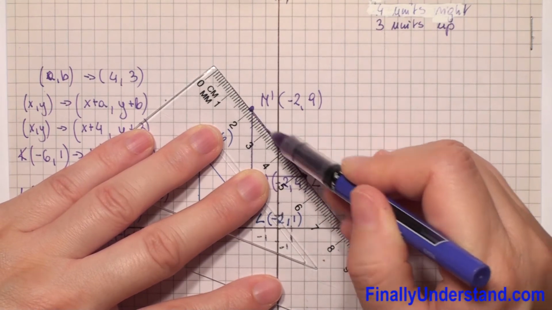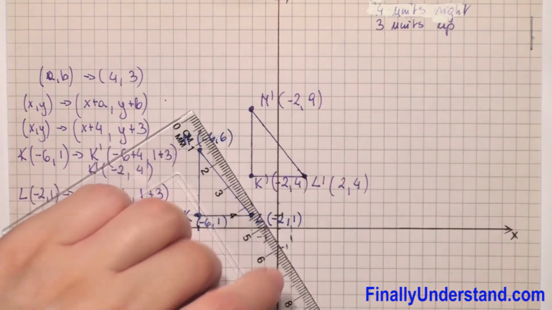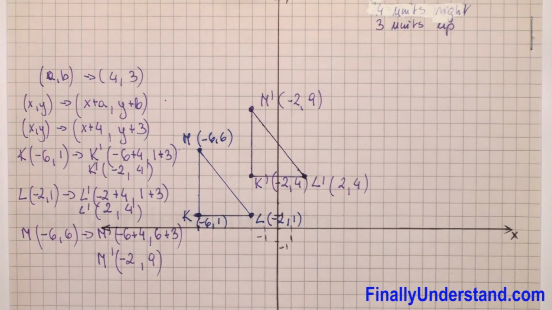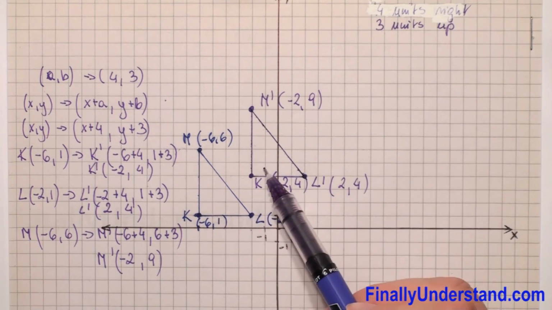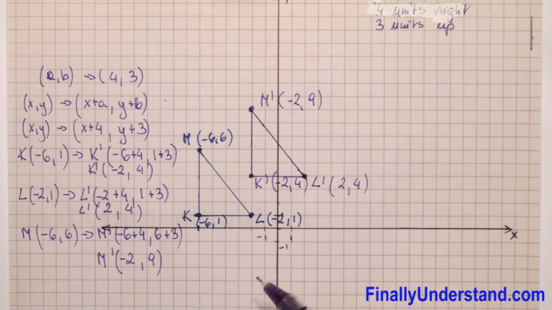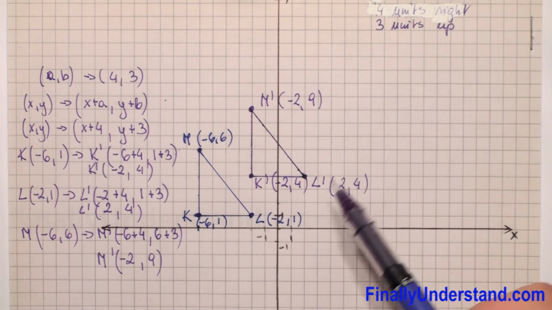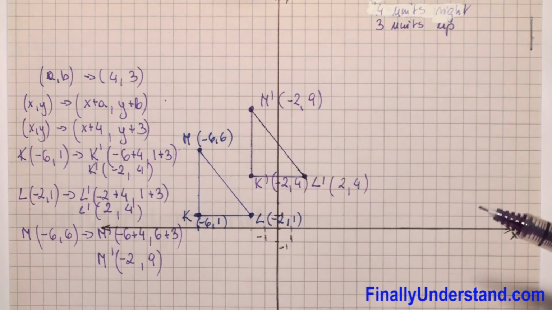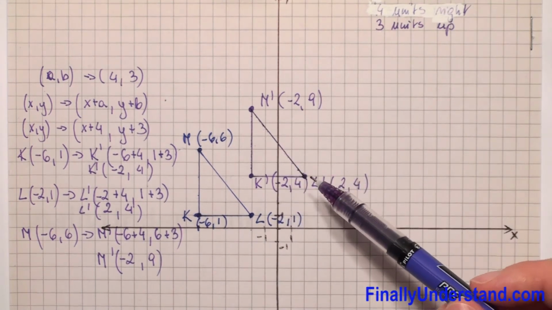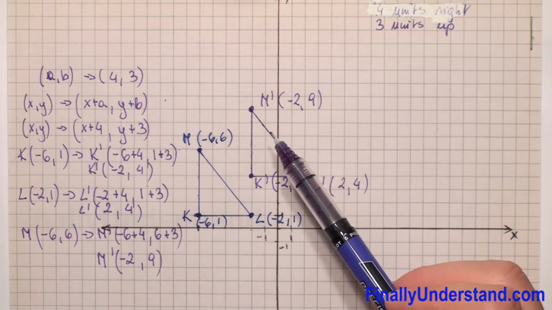Like I said, translation doesn't change the size or shape of our figure. Our triangle has the same shape and size. We change the position of our triangle only. So this is our triangle K prime, L prime, M prime.